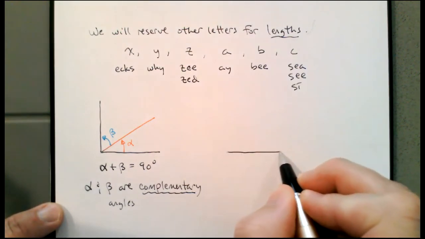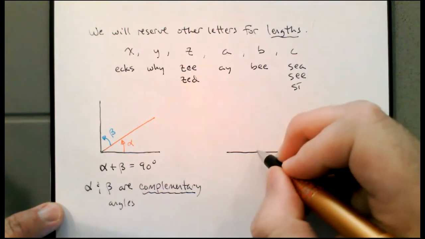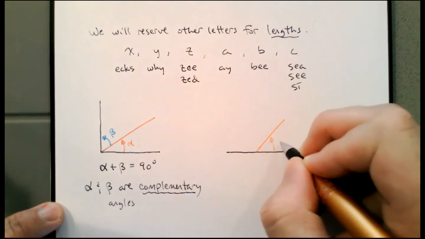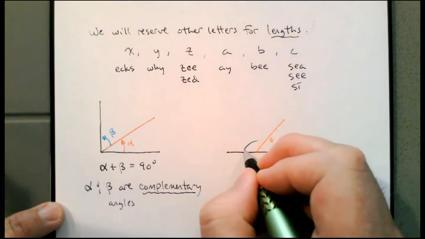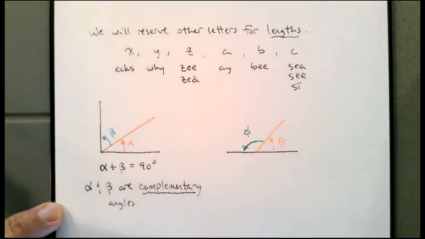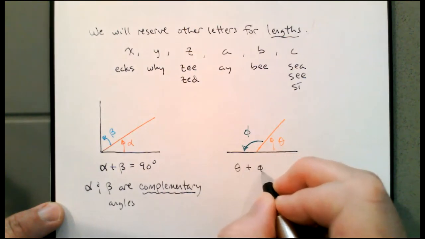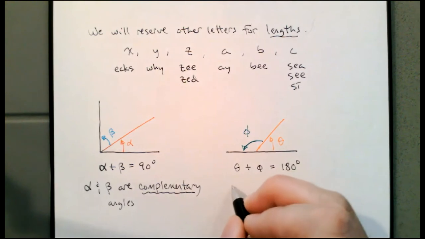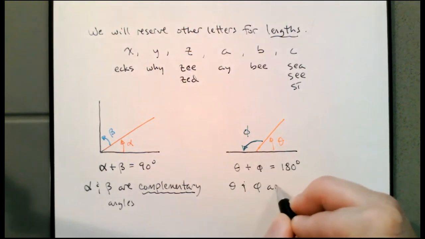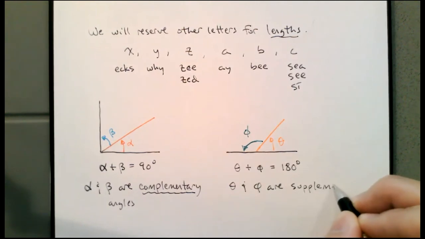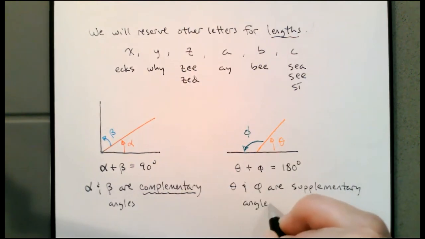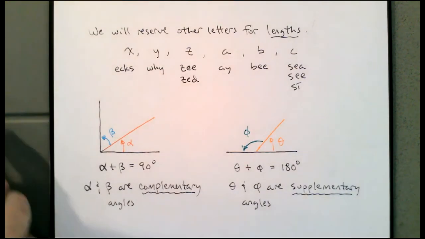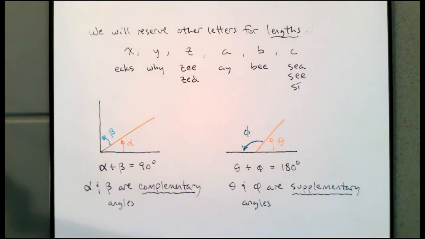If I have a couple of angles, let's say here's theta and phi. So here, theta and phi add up to 180 degrees. So what kind of angles are theta and phi? Supplementary. Awesome. So theta and phi are supplementary angles. Any questions? That's just terminology that we want to get used to.